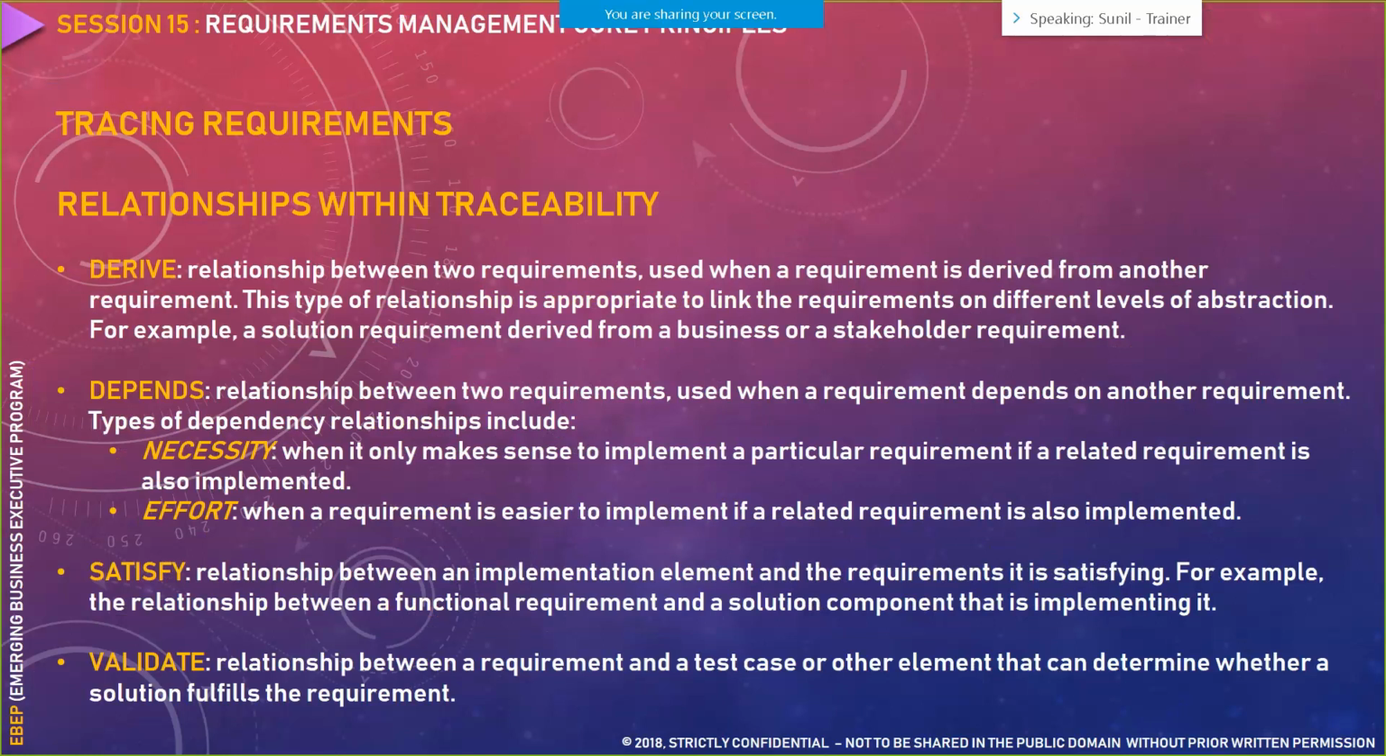Then comes the satisfy relationship. A satisfy relationship is between an implementation element and the requirement it is satisfying. For example, the relationship between a functional requirement and a solution component that is implementing it. In our forward tracing context, we compare our requirements with the actual end system. Whether that end product or system is satisfying what we have documented is something we have to maintain a relationship for, that is, whether the requirement is delivered or not.